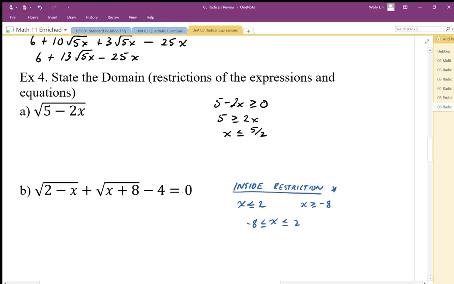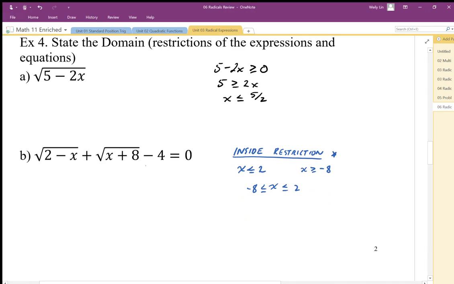So let's go ahead and solve this equation here. Let's do this: 2 minus x is equal to 4 minus the square root of x plus 8. We're going to square both sides of this. This is where we could possibly introduce extraneous solutions. Since this is a binomial, we have to remember to expand that binomial. Okay, so there's our expansion.